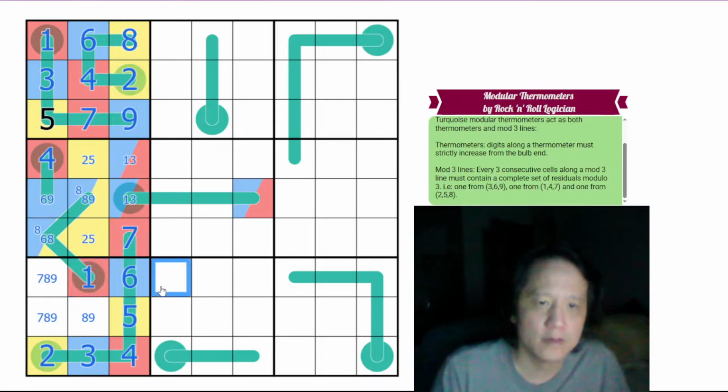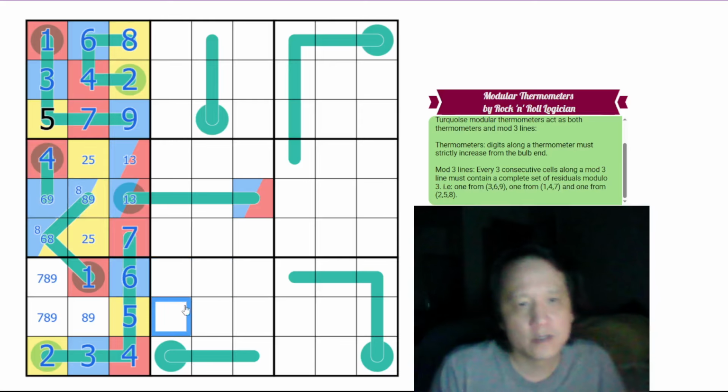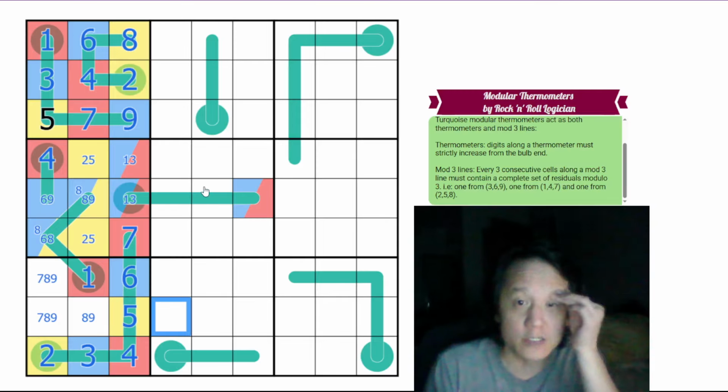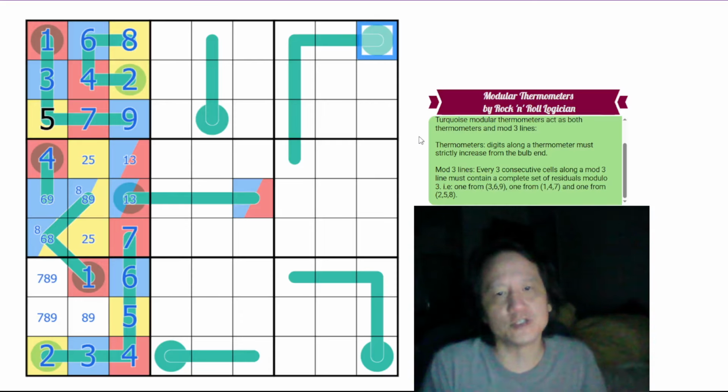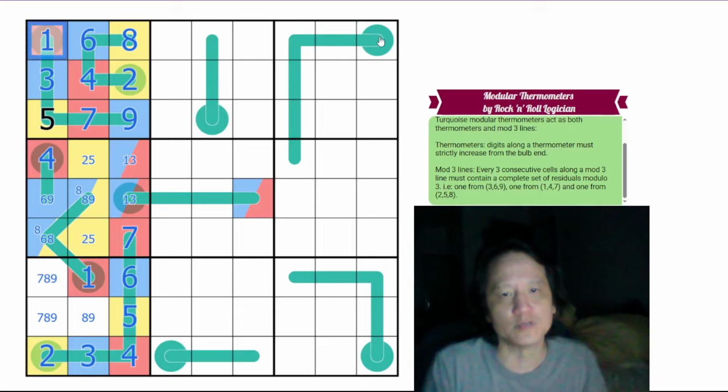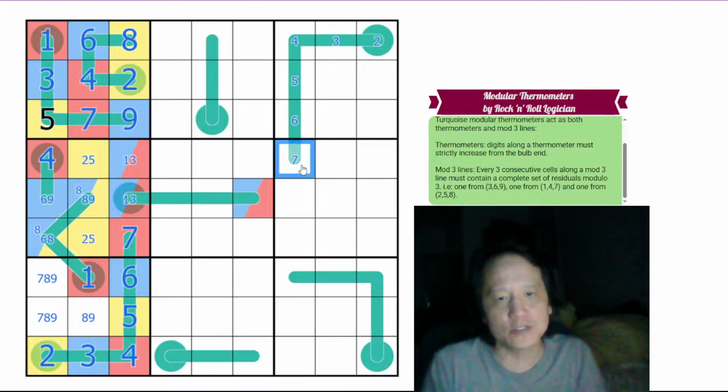Okay. That's fine. Remaining digits. Okay, let's go through here. What are the minimum possible digits along this thermometer? This is at least 2. Sorry, yes, at least 2 because we already have a 1 in the row. This is greater than that, so it's at least 3, 4, 5, 6, or 7. This is at most 9.